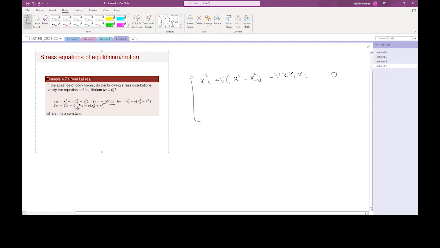So I'm just going to write the 2, 1 now. And obviously, this is a symmetric stress tensor. So 1, 2 and 2, 1 are the same. So I'm just going to use the symmetry here. 2, 1 is minus Poisson ratio 2 x1 and x2. And 2, 2 is this one: x1 squared plus Poisson ratio multiplied by x2 squared minus x1 squared. And then you have 2, 3 to be 0, and then 3, 1 is 0, 3, 2 is 0, and 3, 3 is the Poisson ratio multiplied by x2 squared added to x1 squared.